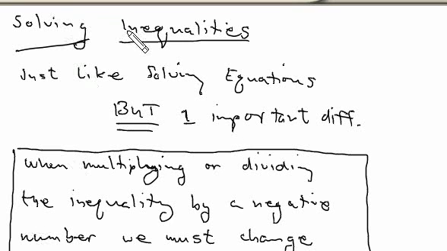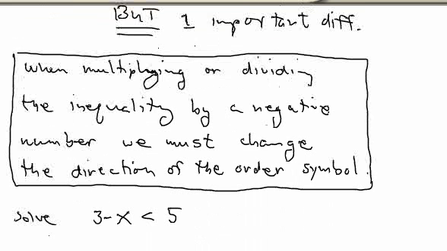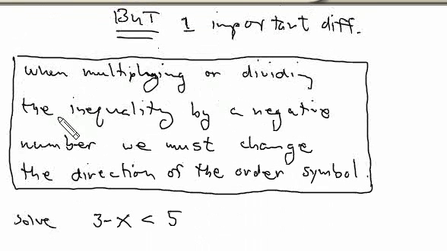Let's look here at how to solve inequalities. Okay, solving inequalities, if we know how to solve an equation, we pretty much know how to solve an inequality. It's just like solving linear equations, but with one important difference: when multiplying or dividing the whole inequality by a negative number, we must change the direction of the ordering symbol. That's the only difference there is in solving an inequality as opposed to an equality.